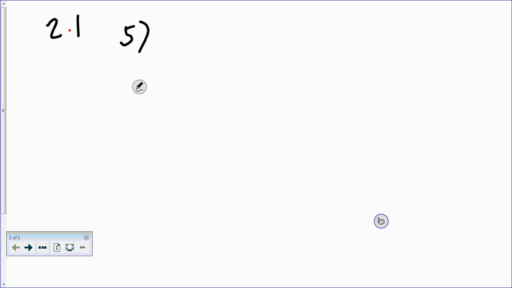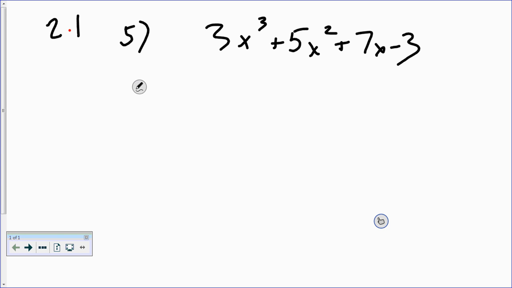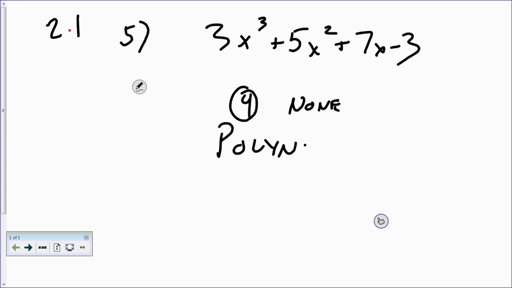Number 5, this is 3x cubed plus 5x squared plus 7x minus 3. This is a polynomial. We will call this a polynomial. So the answer on your paper is 4, because it's none of the above. It's a polynomial, and again, it's a third degree polynomial.